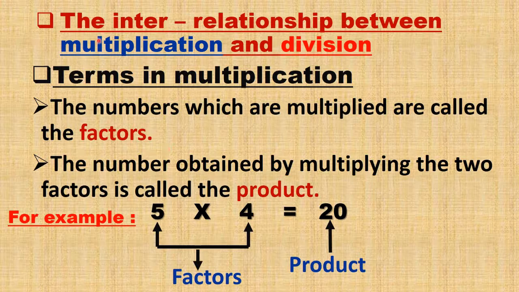Students, today I will teach you the interrelationship between multiplication and division. Before we start, let us revise terms used in multiplication and division. Students, see the first point. The numbers which are multiplied are called the factors. For example, 5 multiplied by 4, both are factors. Second point, the number obtained by multiplying the two factors is called the product. For example, the number 20 is the product.